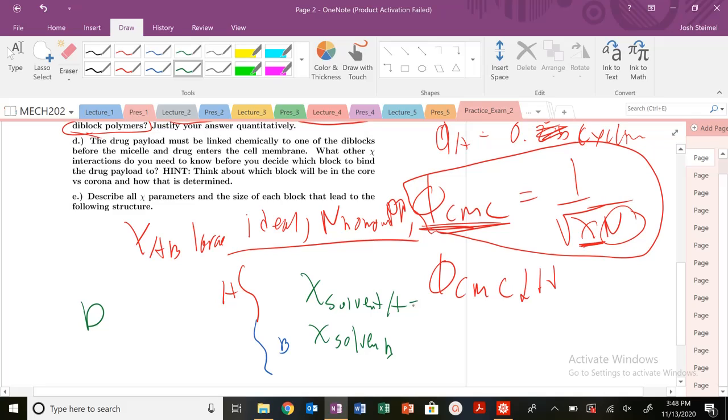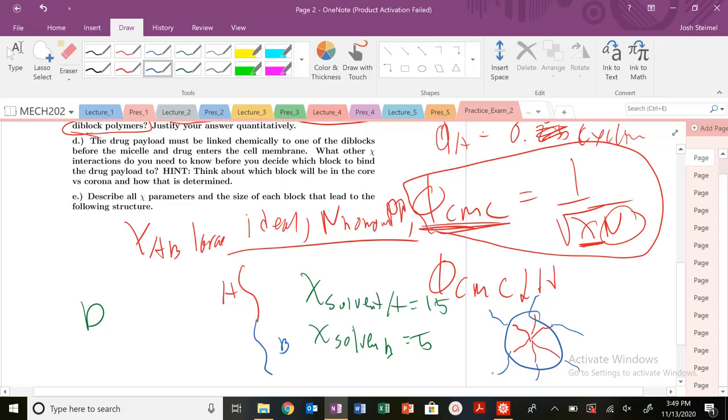Let's say that chi for A is equal to 15 and this one is equal to 5. Then we know that our structure is going to look like this. We're going to have our red in the core, and then this other block is going to be in our corona.